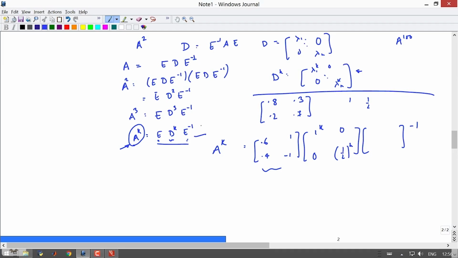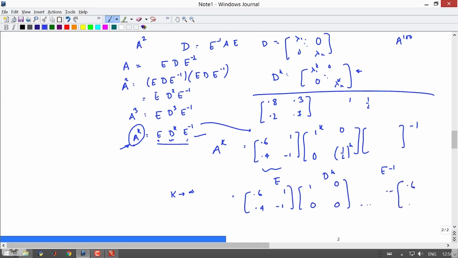So this is just rewriting this here: E, this is D to the power k, and this is E inverse, whatever that could be. So what happens as k goes to infinity? Well, as k goes to infinity, I'll have 0.6, 0.4, 1, minus 1, the eigenvectors. This will go to 0. This is anyway 0, this is anyway 0, this is a 1, and the corresponding number here. So I can just compute this to be 0.6, 0.4, 0.6, 0.4.